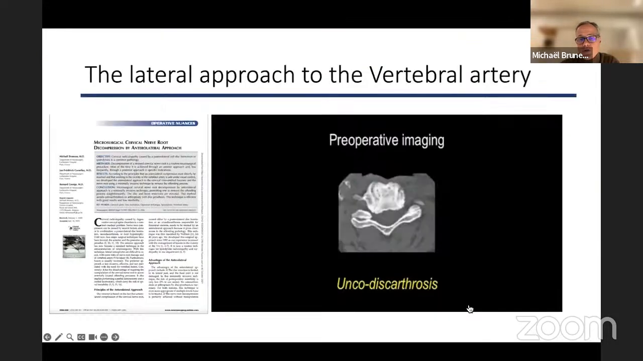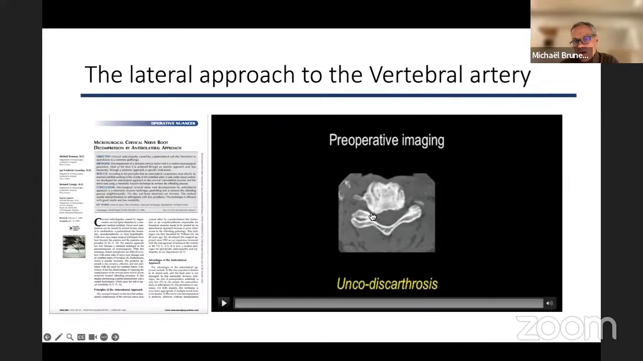So the lateral approach is also very interesting if you would like to decompress selectively a nerve root compressed by uncodiscarthrosis. In this situation, we published that with Bernard Georges. We can selectively remove the compressive element without any need for fixation.